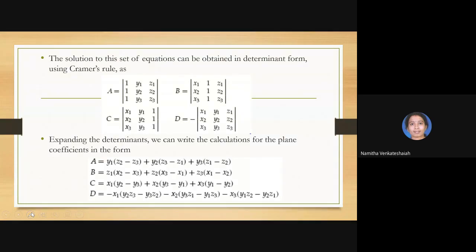In B, second column will be 1, first column and third column will be X and Z. In C, first column will be X, second column will be Y, and third column will be 1. And D will be minus X1, X2, X3, Y1, Y2, Y3, Z1, Z2, Z3. This is the Cramer's rule. And using the expanding the determinants, you will get this.